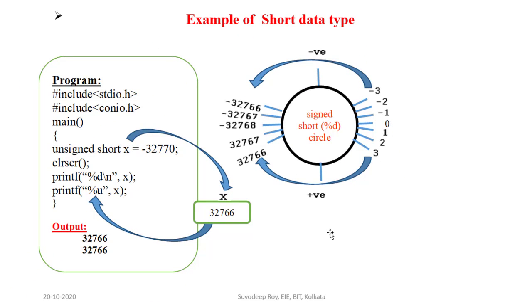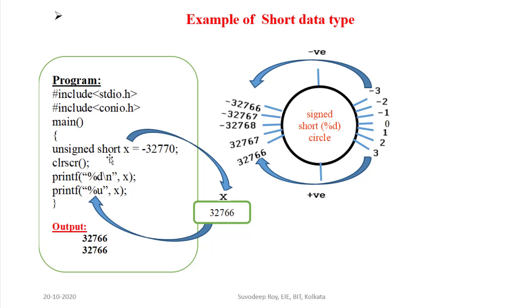I am explaining this short integer type of data using another example. Say x is the variable, type of data is unsigned short and the value is -32,770. When this instruction is executed, memory will be allocated for the variable x. Say this is that memory location, and data will be stored into the memory location. Now which data will be stored? Whether it is this -32,770 or corresponding data. The value of x is -32,770 and the data type is unsigned short integer type data.